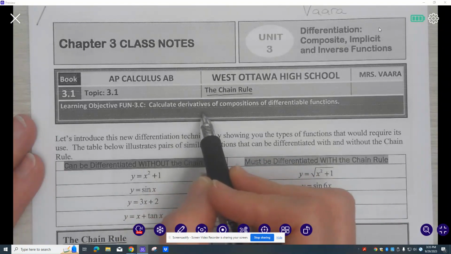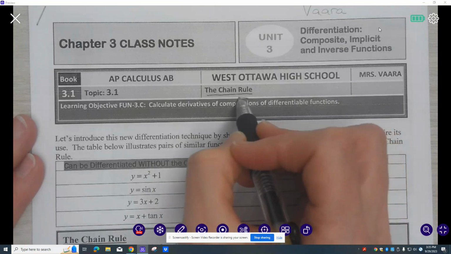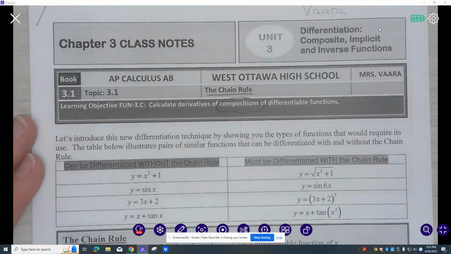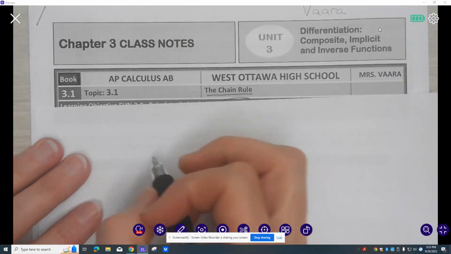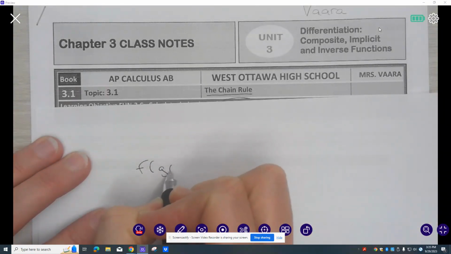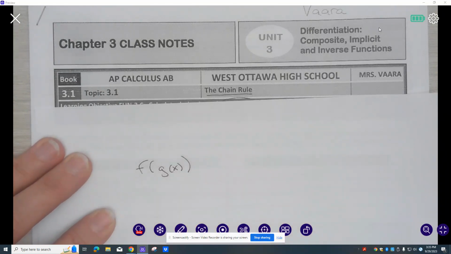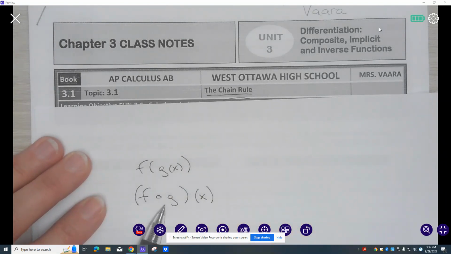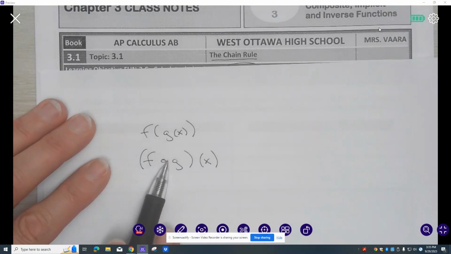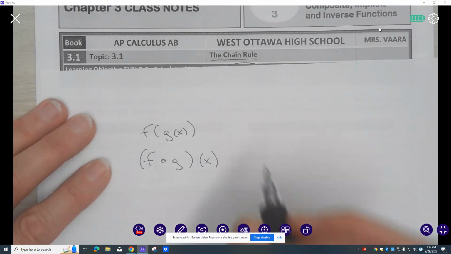Up here it says, calculate derivatives of compositions of functions. So just a little refresher of what a composition of a function is. It could be identified that way. We looked at these in pre-calculus. Or that way. This one I called f of g. It has the little open circle.